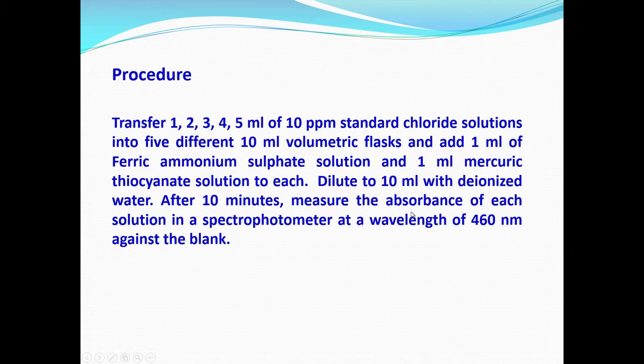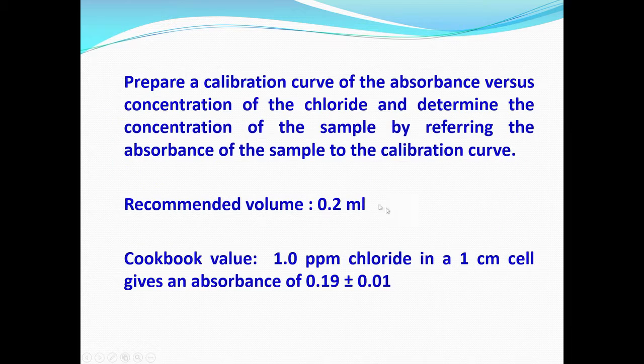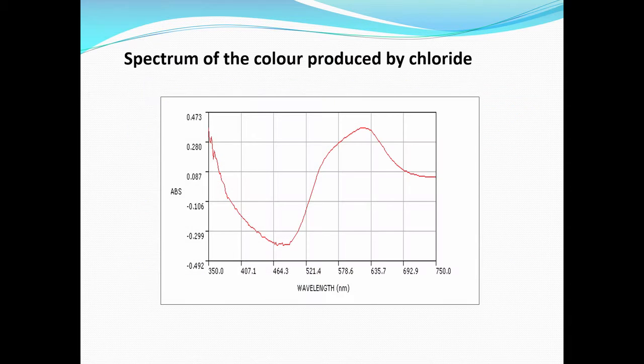So, taking it further, we have to prepare a calibration curve and then use it the usual way. The recommended sample volume is about 0.2 ml and the cookbook value is 1 ppm of chloride, that is a standard in 1 centimeter cell should give you an absorbance of about 0.19 plus or minus 0.01. And this is the spectrum of the ferric thiocyanate that is produced.